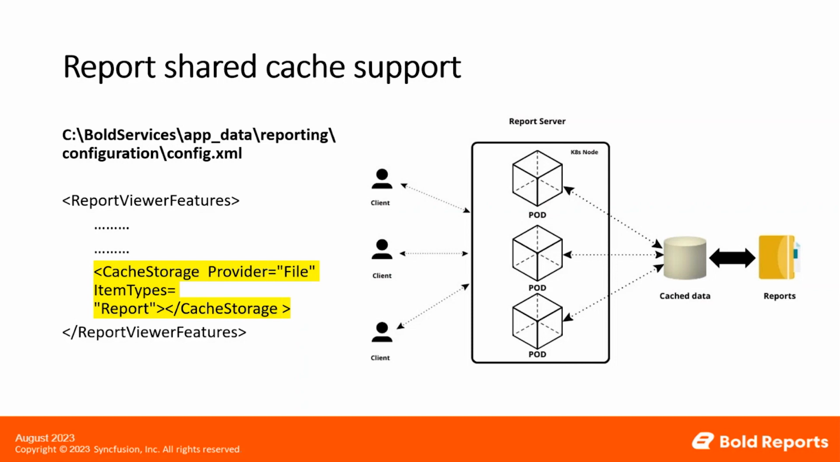By adding the highlighted element entry in the config XML, we can enable the cache storage support, and this config XML file is available in the mentioned C drive location.